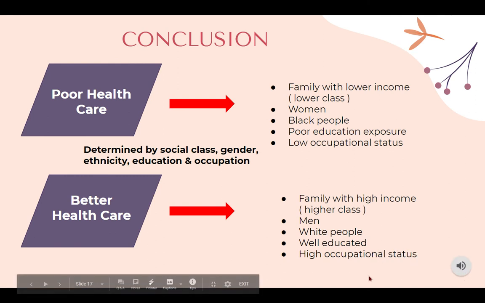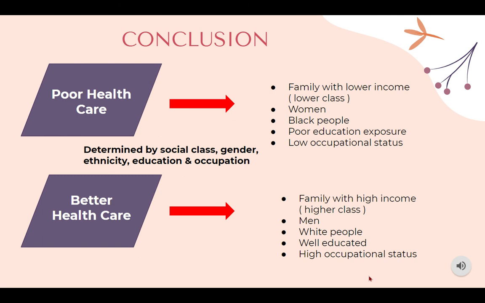a person's health care depends on demographic factors, which are determined by their social class, gender, ethnicity, education, and occupation. People who get poor health care usually come from a lower social class, which is a family with lower income. The same goes for women, black people, and people who have poor education exposure and low occupational status.